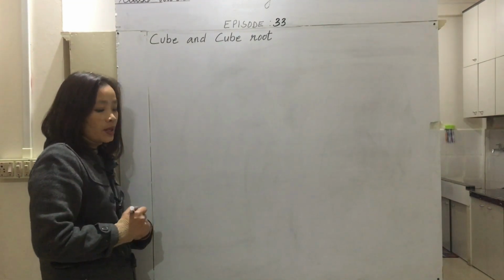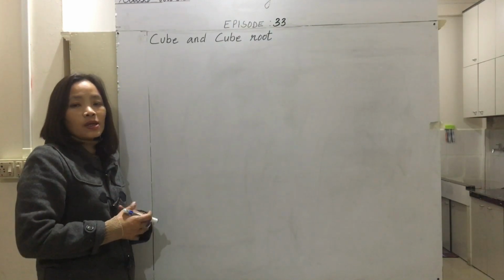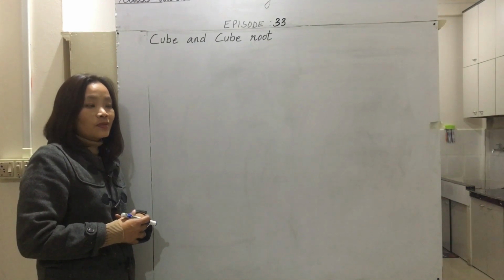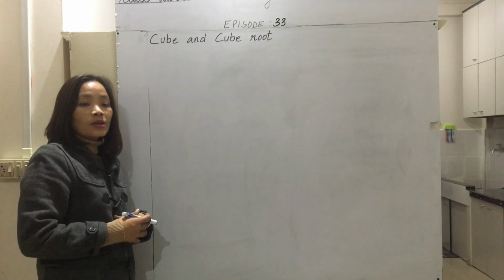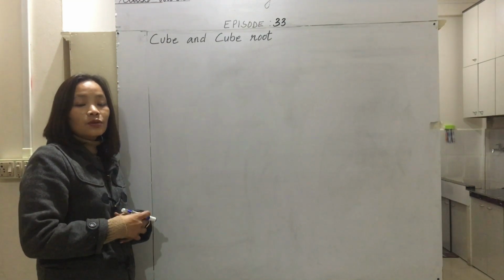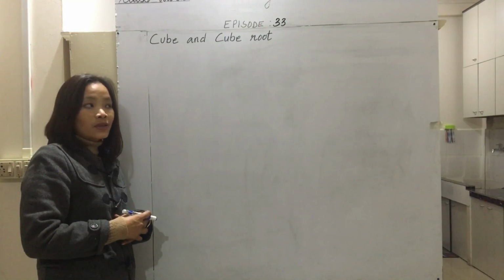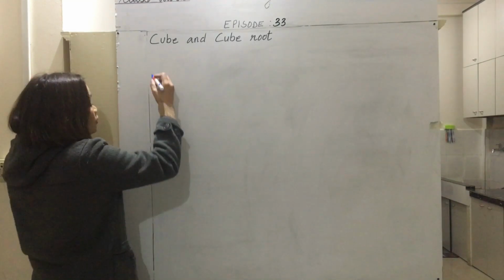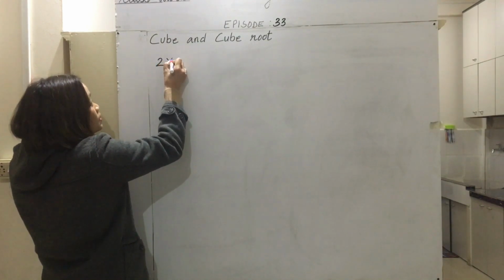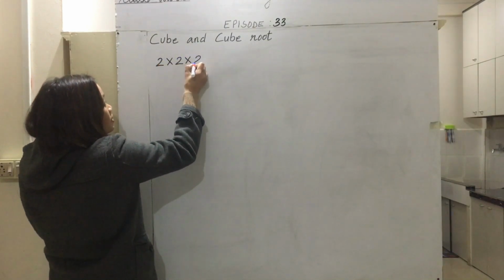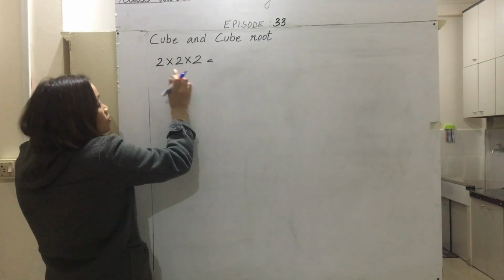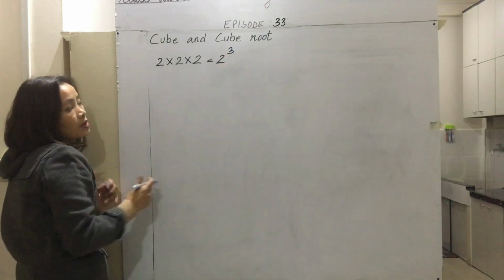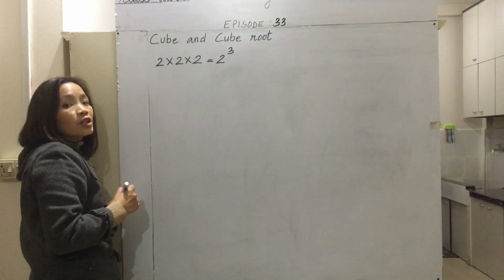So the cube is when a number is multiplied by itself 3 times, it is called the cube, right? Just like the square is when a number is multiplied by itself 2 times, it is called the square, right? When it is multiplied 3 times, it is called cube. For example, when 2 is multiplied 3 times, this will be written as 2 to the power 3. When the power is 3, we read it as 2 cube, right?